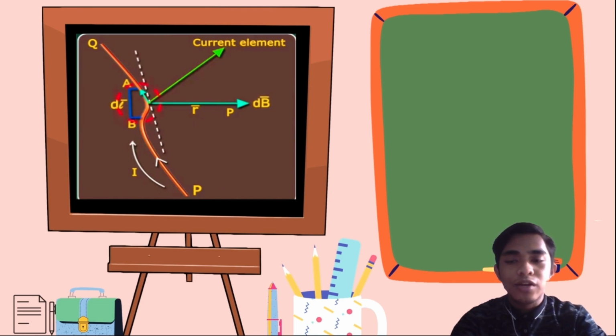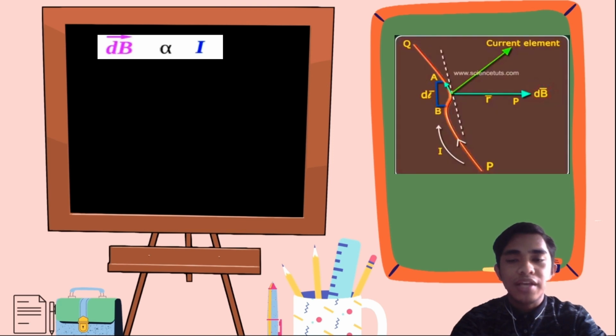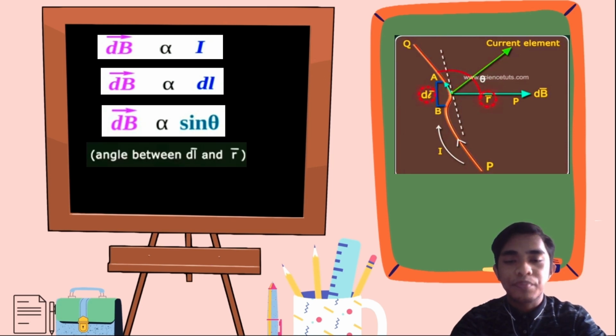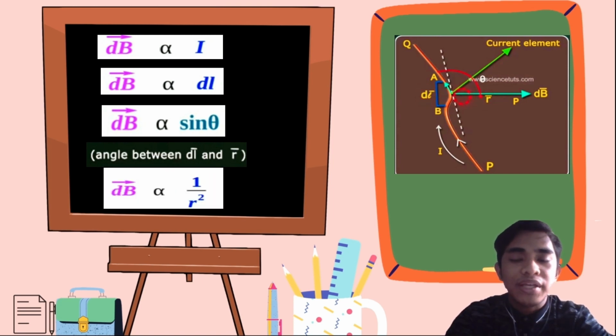Then the law states that the magnetic field dB at P due to a current element depends on the following: dB is directly proportional to I, and dB is directly proportional to dl. Next, dB is directly proportional to sin theta, which is the angle between dl bar and r bar, and dB is directly proportional to 1 over r square.